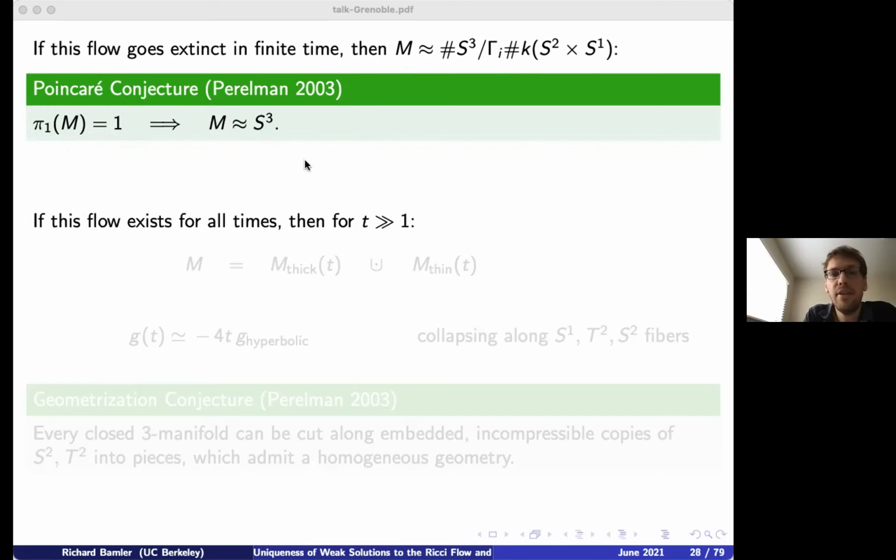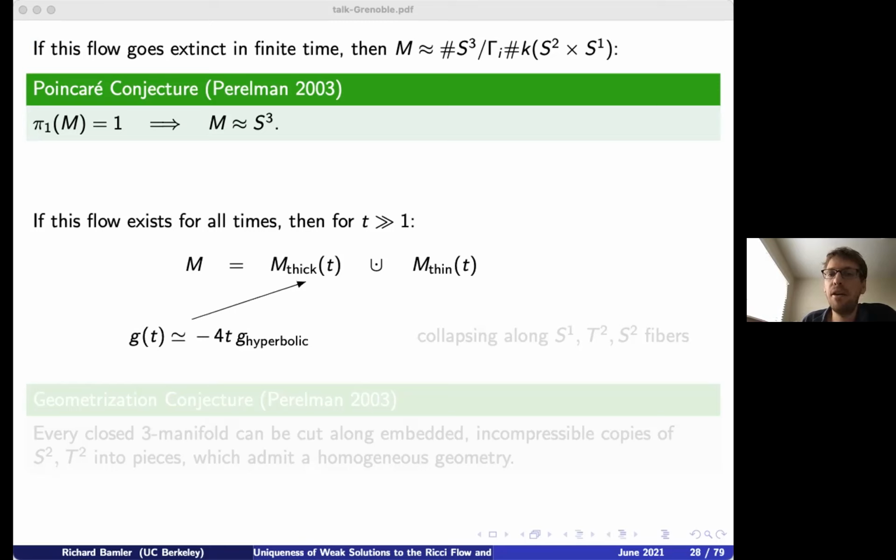In the other case, what could also happen is that the flow exists for all times. We may be performing surgeries every second or something like this, but somehow the manifold never disappears. In this case, Perelman could show that we can separate the manifold into what is called a thick part and a thin part for large times.